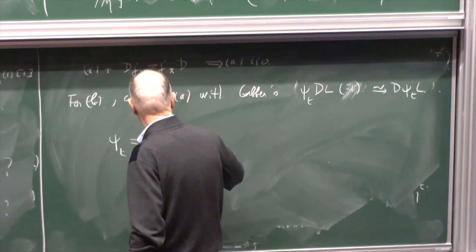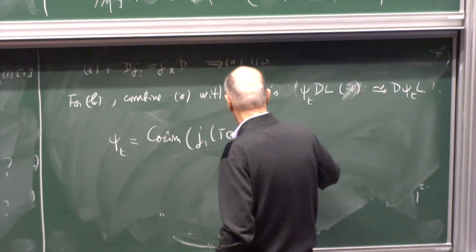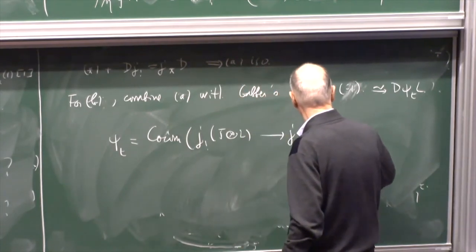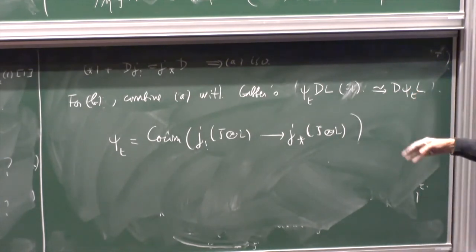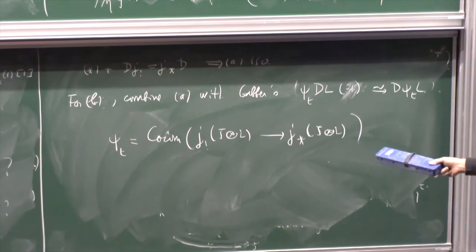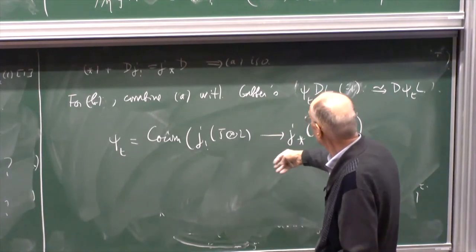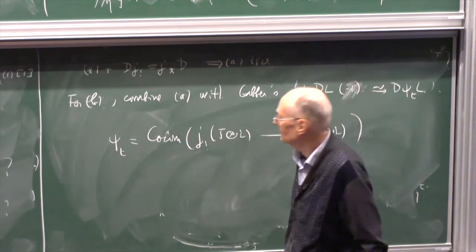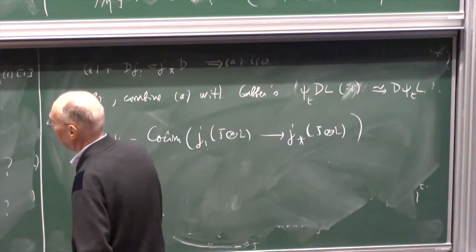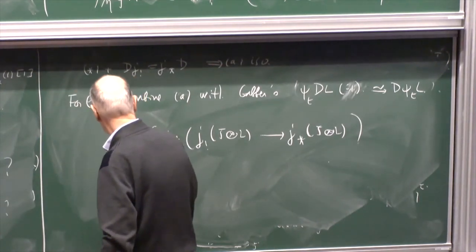It's a cocone of j lower shriek j tensor l to j lower star j tensor l. So when you take the d psi t, then already one of the d you know. So the d j lower shriek you know already. So then it remains this guy. But you know for the cocone, so then you know it for B. So this gives you B.